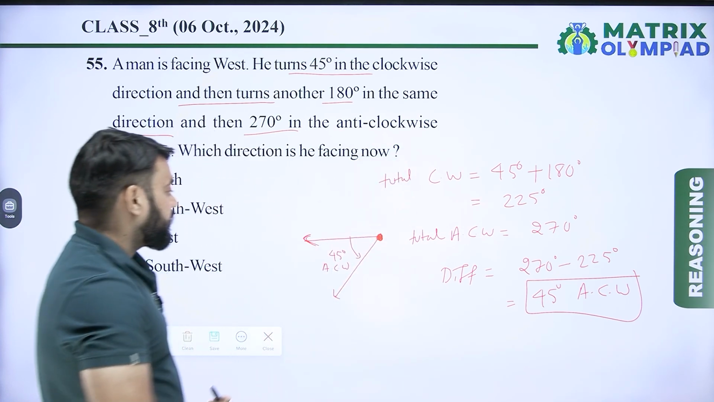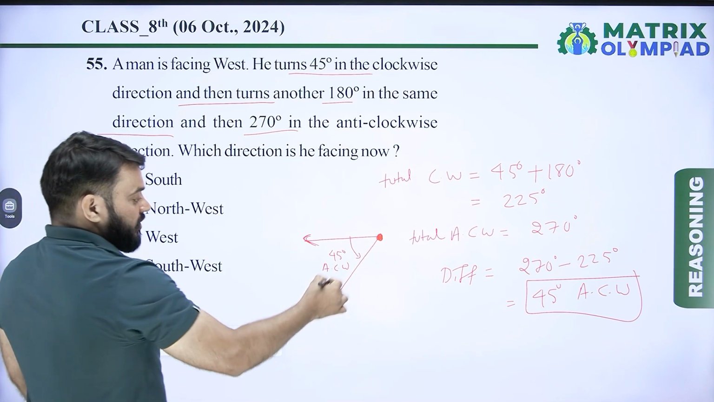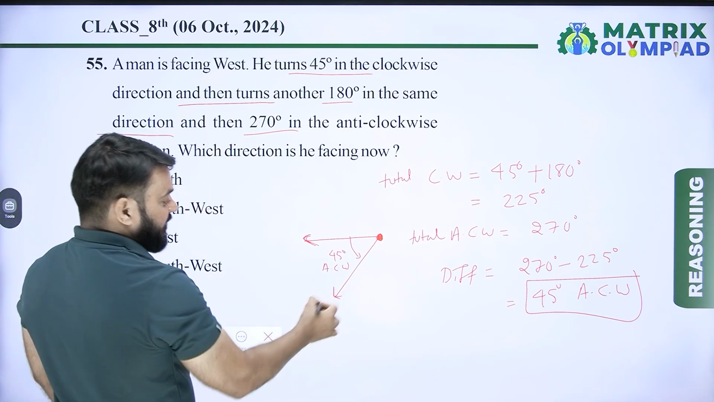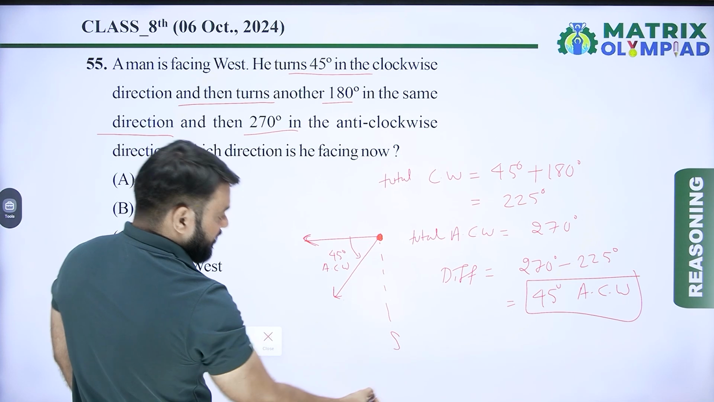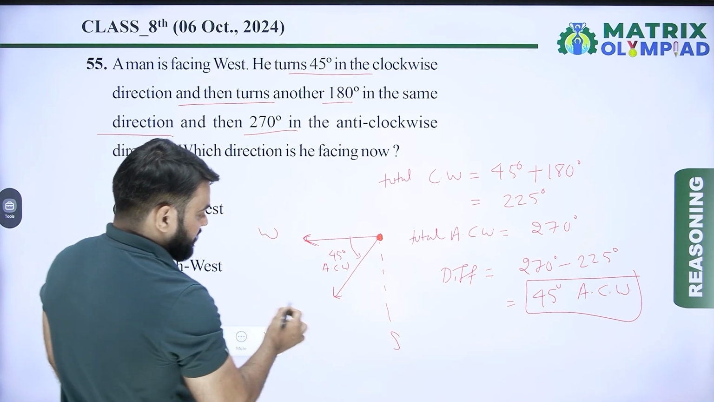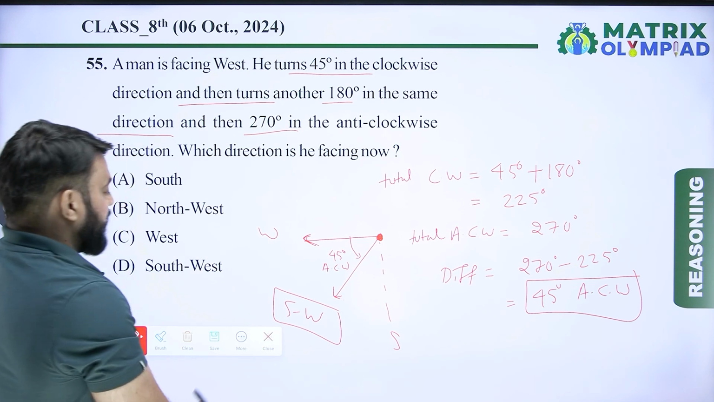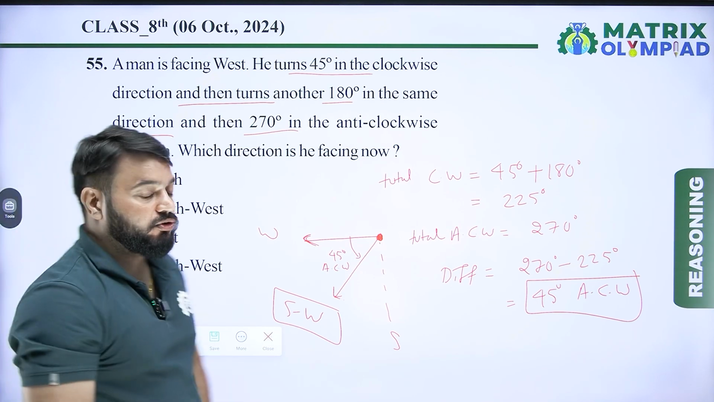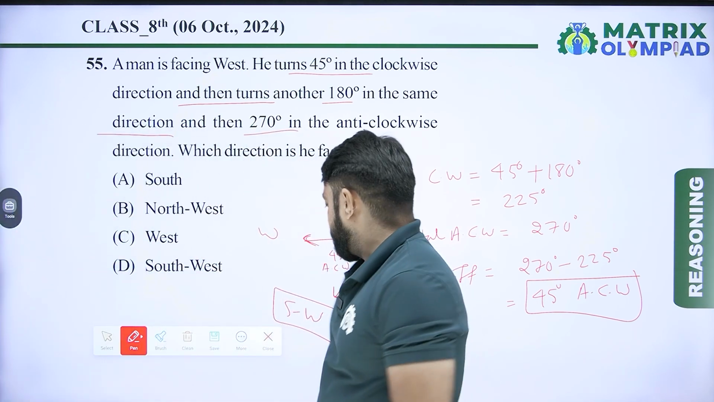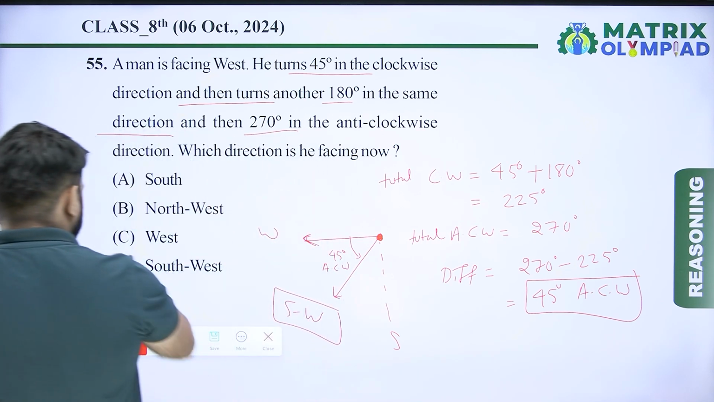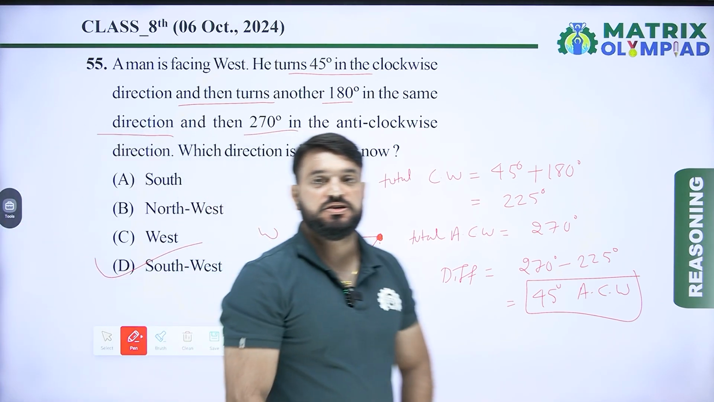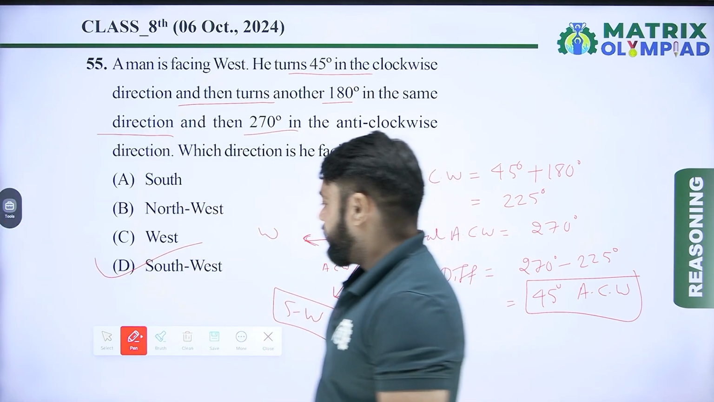So facing of the man is in... this is the south, this is the west. Southwest. So the man will face southwest in the end. So here option D is the correct answer of this question. Let's move on to the next question.